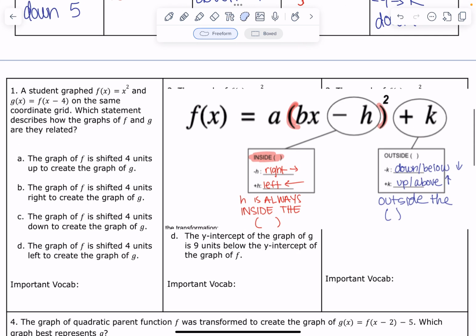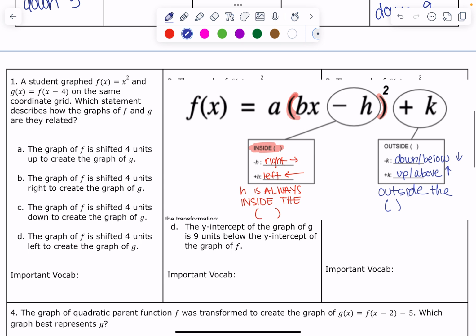All right, so if I am looking at this first example, it says, a student graphed f(x) = x squared and g(x) = f(x - 4) on the same coordinate grid. Which statement describes how the graphs f and g are related? So I have parentheses, so that means my negative 4 is H or K. It is going to be H. It is inside. So if it's H, I know I'm going to the right because it's negative. So negative 4, right 4.